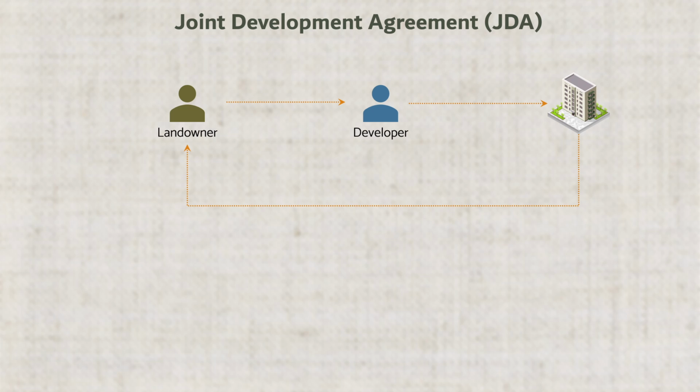So, when you enter into a JDA, being a landowner, 1. You are essentially disposing of the land and acquiring a share in the developed property and usually some money from the developer. 2. You would be selling your share of the developed property to other potential buyers. And both these transactions trigger capital gains tax, but the method of computation is different.